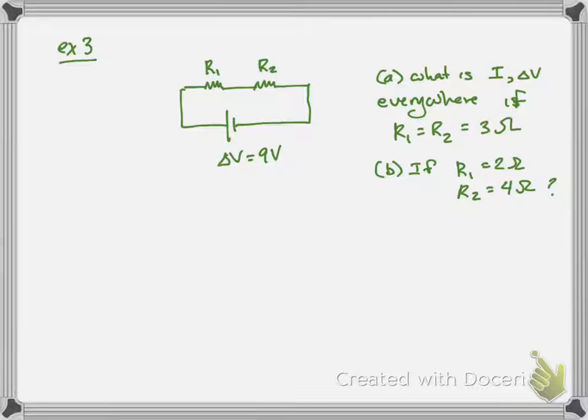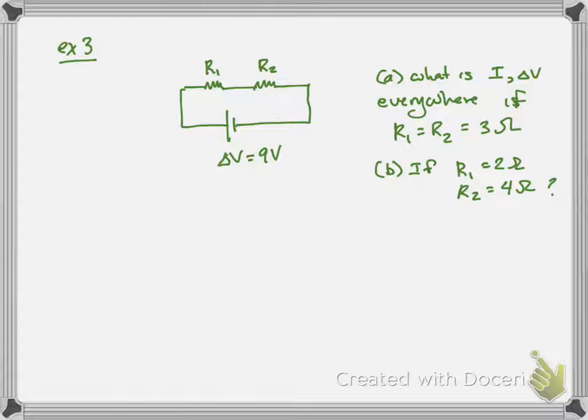Here I've got example number 3. I'm going to ask the same question for 2 resistors in series. What is the current? Oh, wait a second. Did I do? Yeah, I did everything on the other one. What is the current and potential difference everywhere if R1 equals R2 equals 3 ohms, and if they're not equal to each other, if they're 2 and 4 ohms?